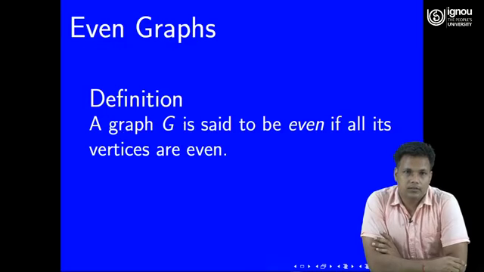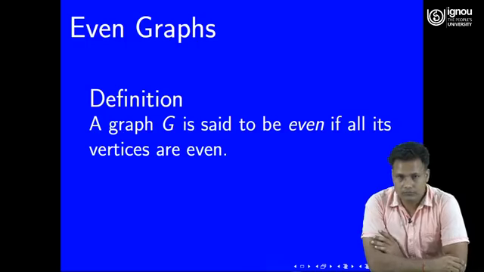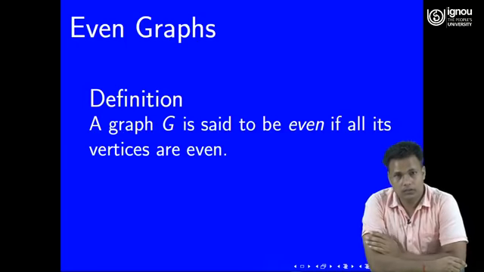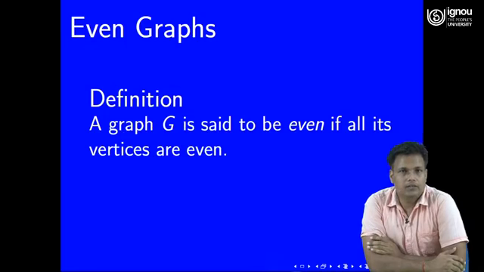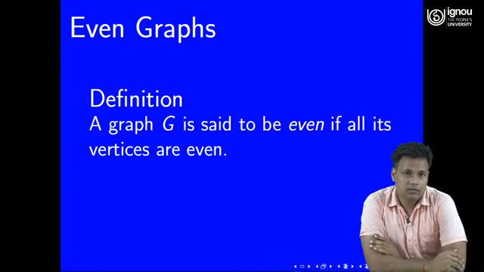Now the degree concept also gives us the concept of even graphs. We have just seen the concept of k regular graphs. The concept of even graph is slightly different. A graph is called even if all its vertices have even degree, that is, all its vertices are even. Note that regular graphs and even graphs are not the same.